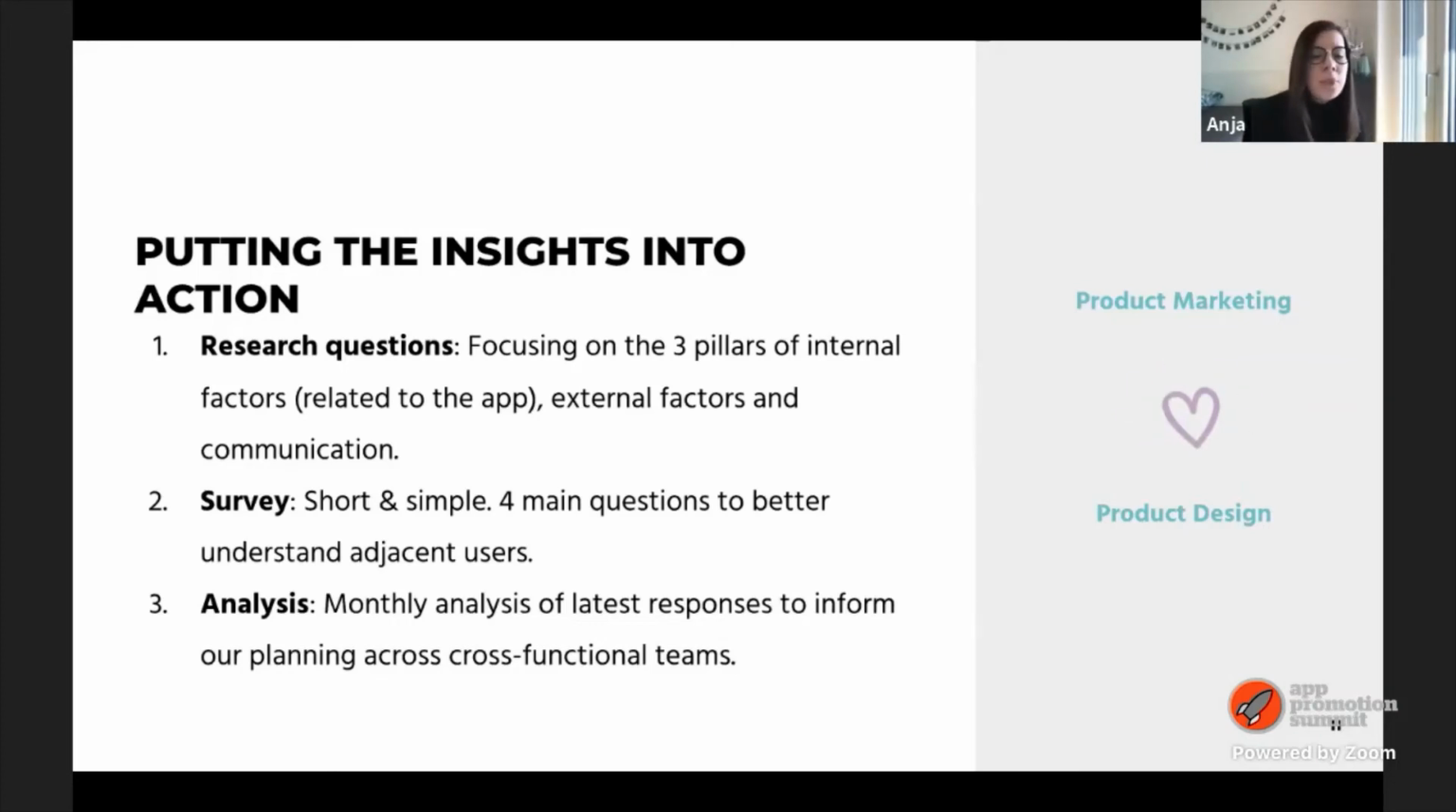And the third step was that we actually did and continuously do the analysis. We did the first analysis 1.5 months after we launched the adjacent user survey, as we call it. And now we're doing it on a monthly basis. So we always get the latest responses, and that informs our planning across multiple cross-functional teams. So we really make sure that those responses are considered, that we learn from them, and that we see how we can incorporate that into our planning and into our processes, and what needs to change in order to better support our users when they are with us.